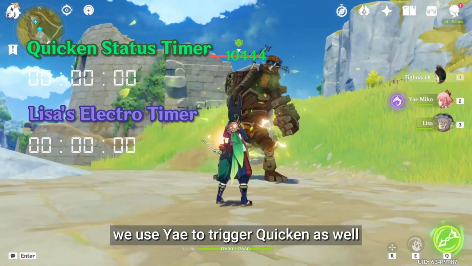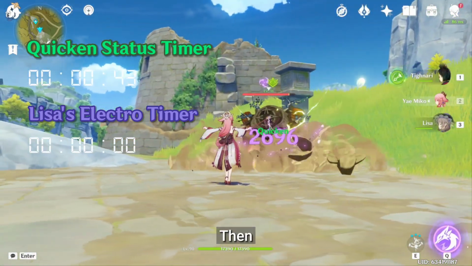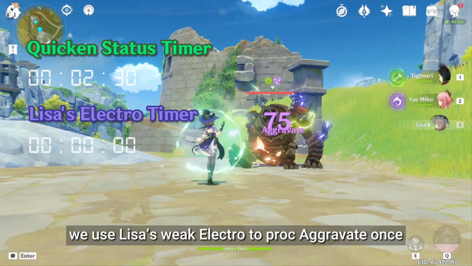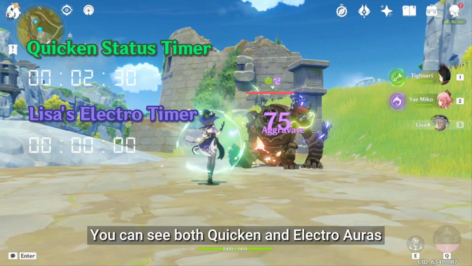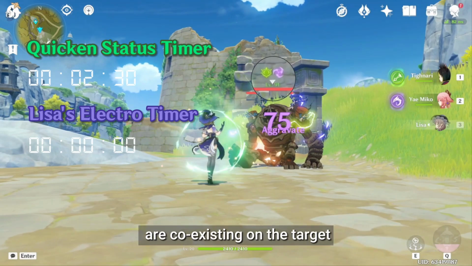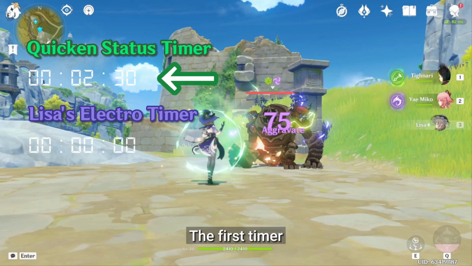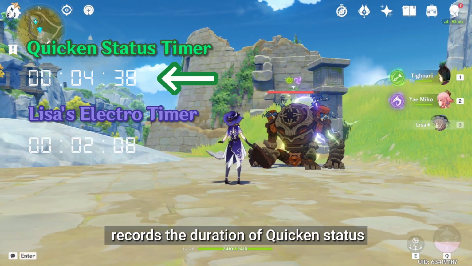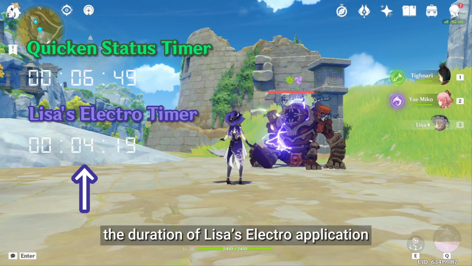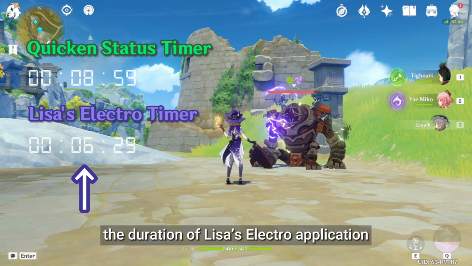Next, we use Yai to trigger Quicken as well. Then, we use Lisa's weak Electro to proc Aggravate once. You can see both Quicken and Electro auras are coexisting on the target. The first timer records the duration of Quicken status, and the second one records the duration of Lisa's Electro application.